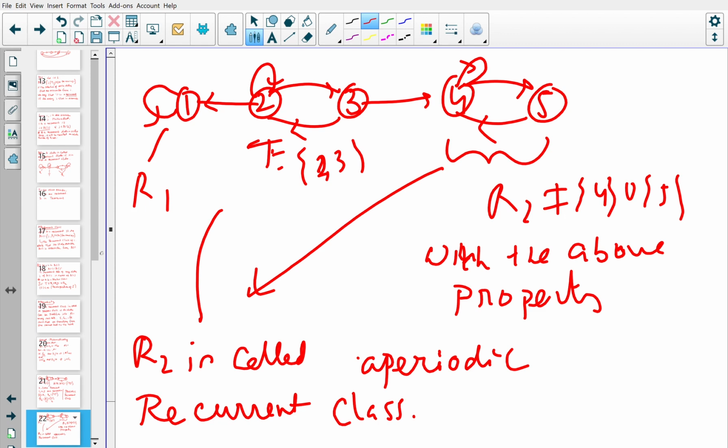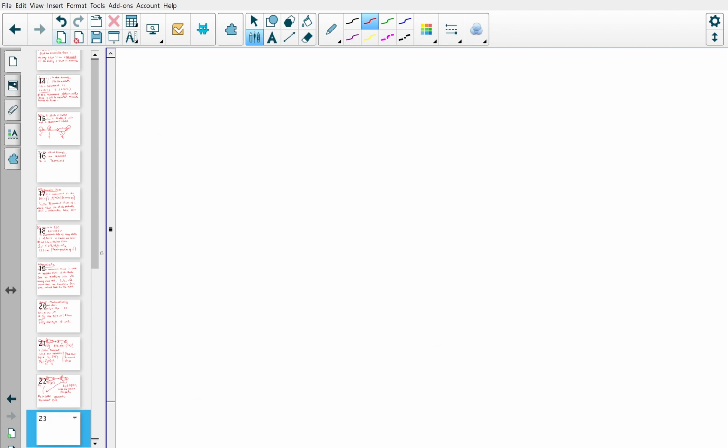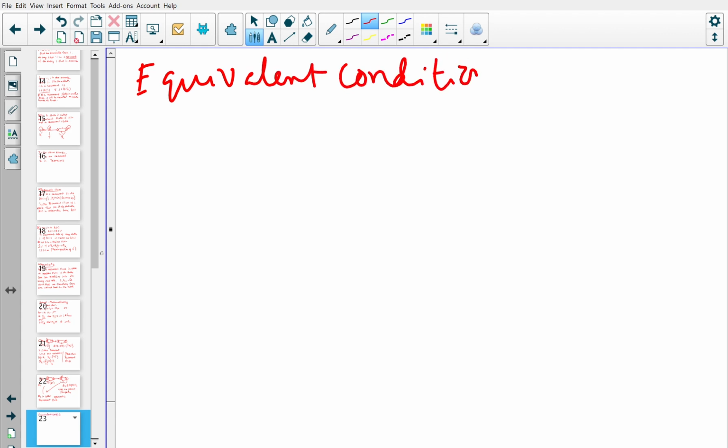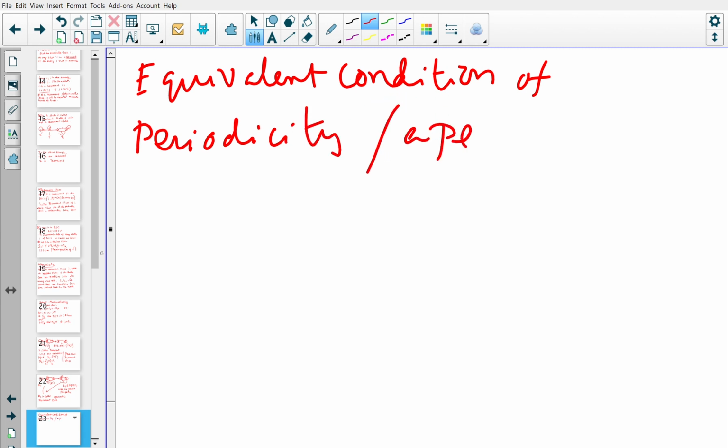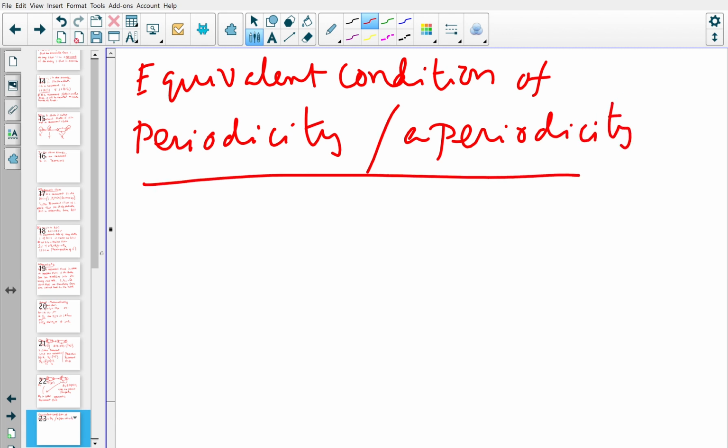Now we can have an equivalent condition for periodicity or aperiodicity, to find out whether a class is periodic or not. Now let me write down the statement.